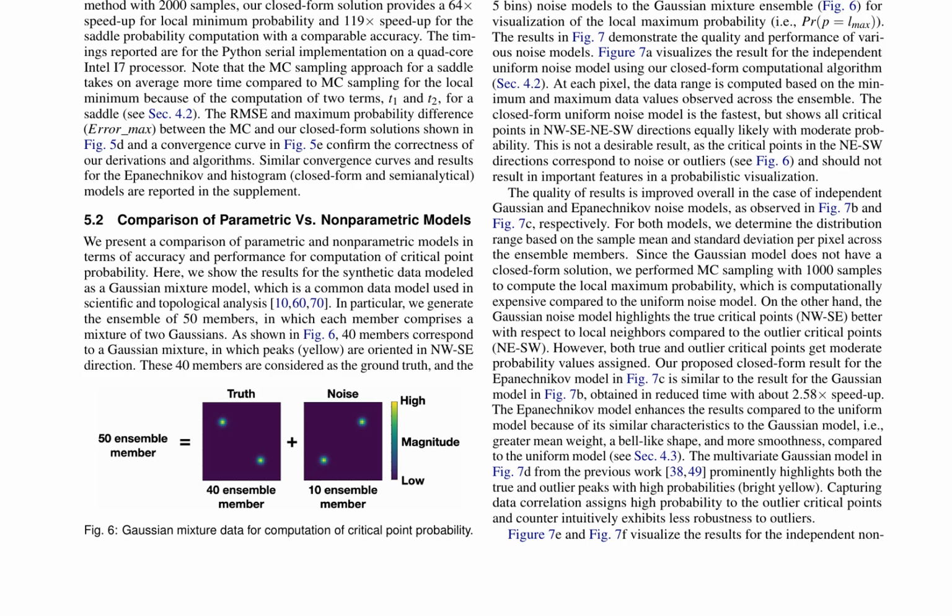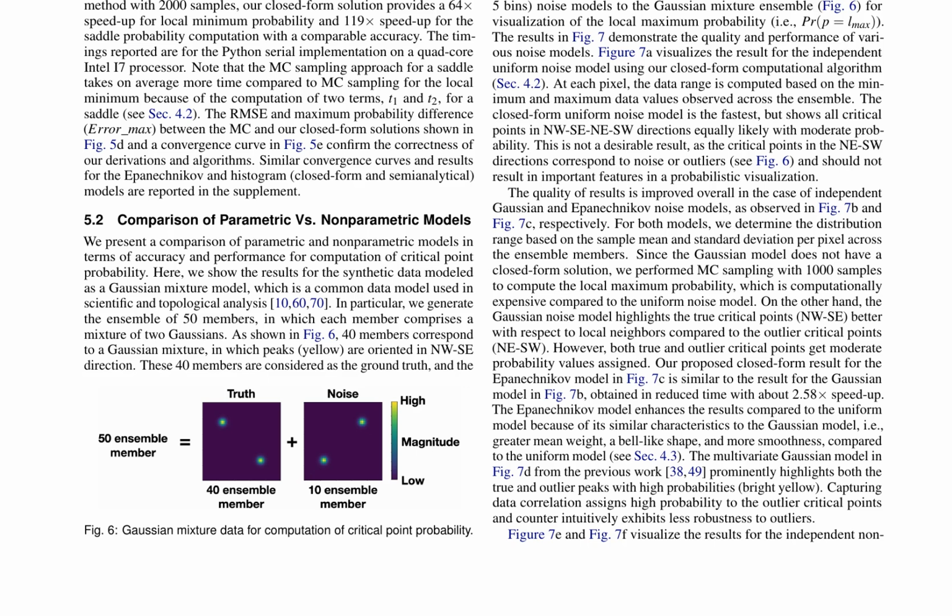The multivariate Gaussian model highlights both true and outlier peaks with high probabilities but exhibits less robustness to outliers due to capturing data correlation. The histogram model, a nonparametric model, demonstrates better performance than the uniform model, albeit with slower computation times. The choice of noise model significantly impacts the accuracy and performance of critical point probability computation in ensemble data visualization.